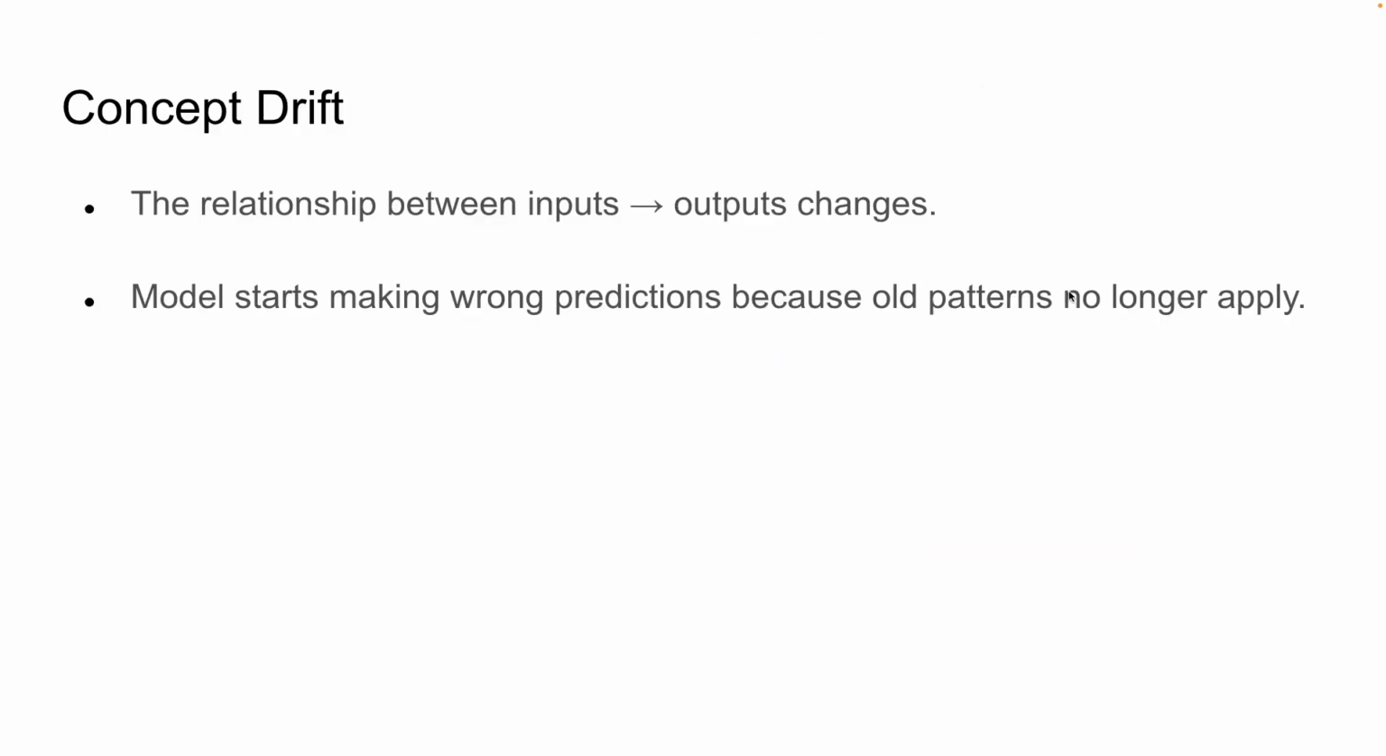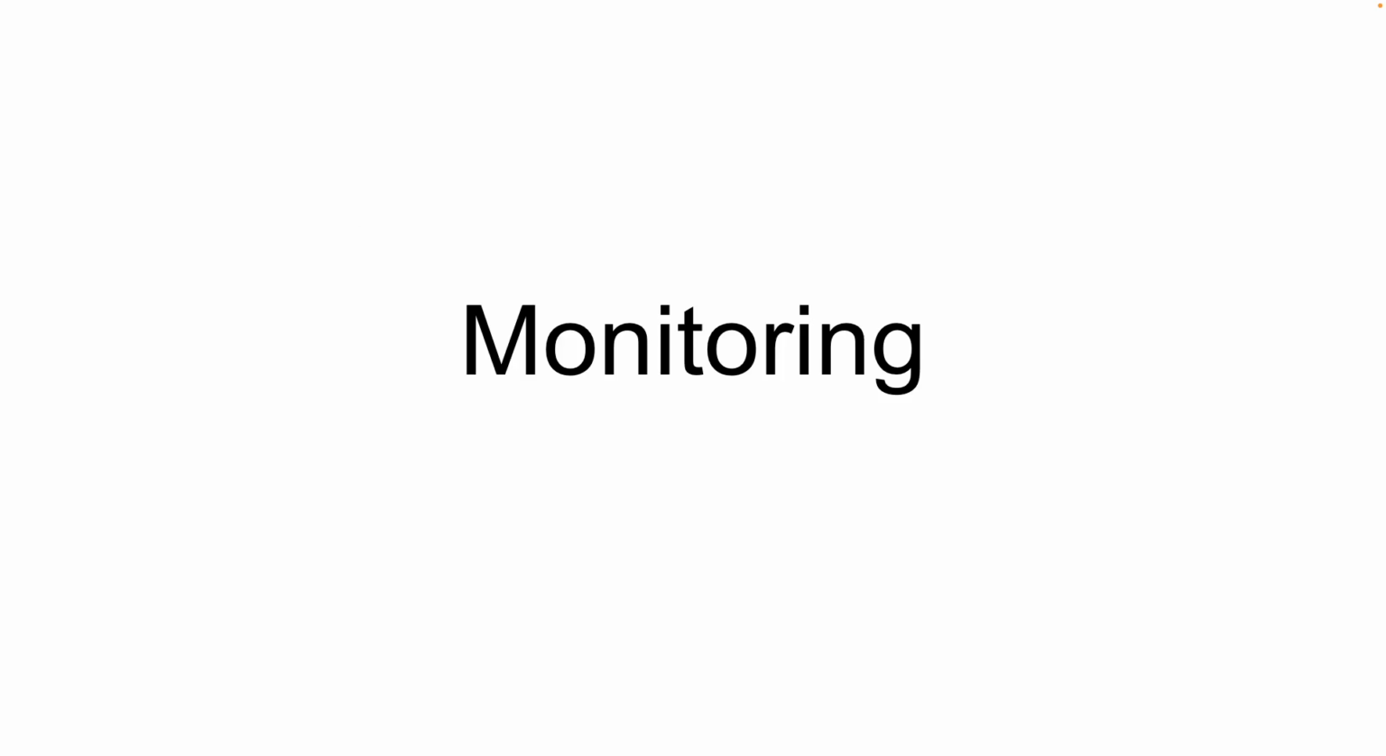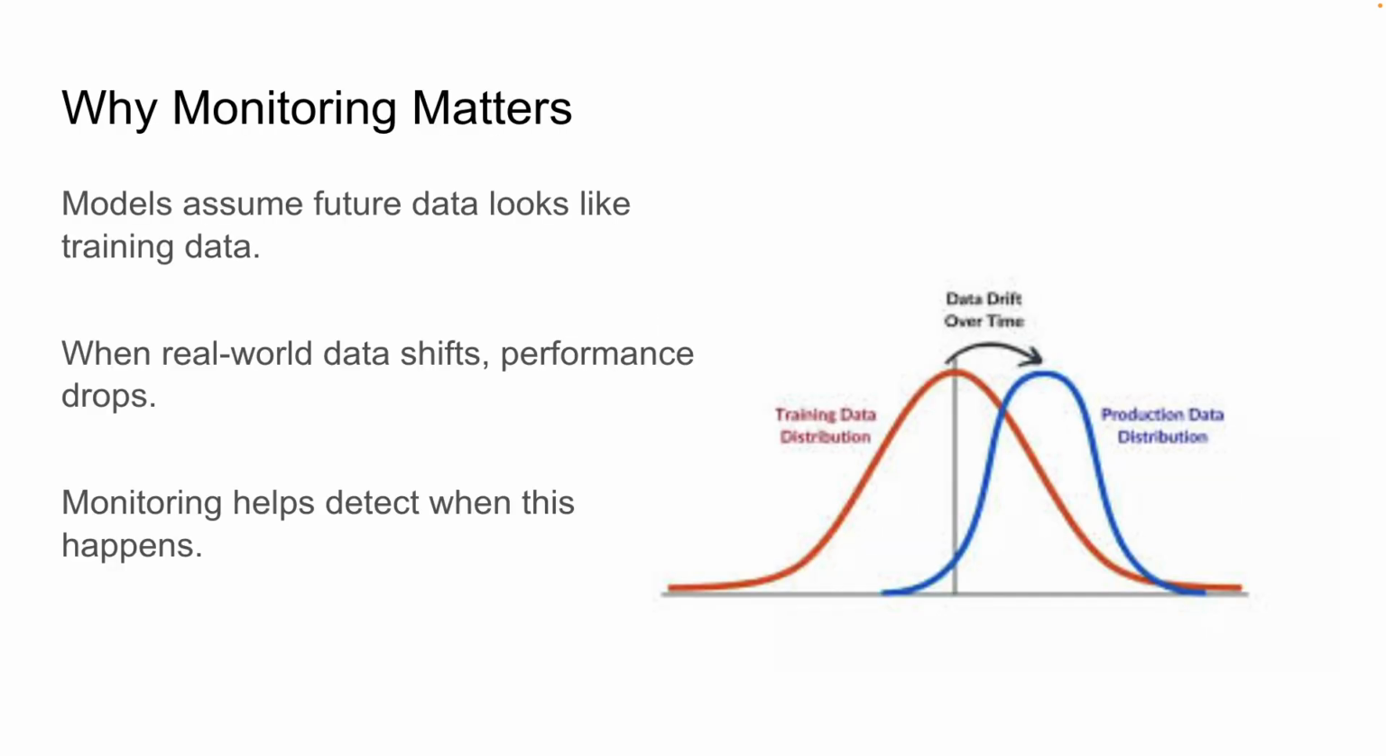So concept drift is defined as when the relationship between inputs and outputs change. The model starts making wrong predictions because old patterns no longer apply. And this is why we need monitoring. Monitoring is needed because models assume that future data looks like the training data. But in real life, data shifts and then performance drops. And monitoring helps us detect when this happens so we can retrain our model on more relevant data.